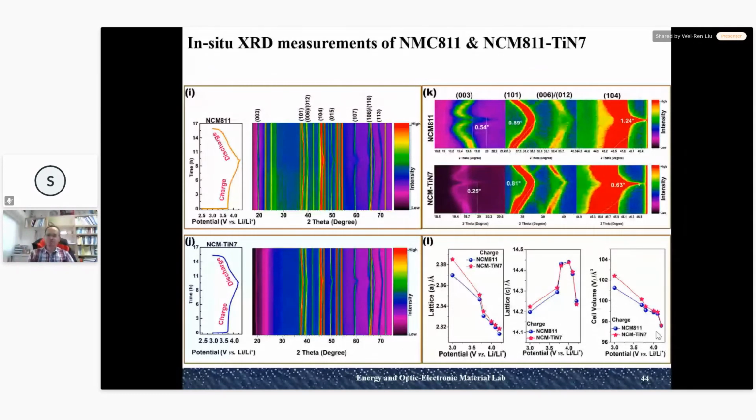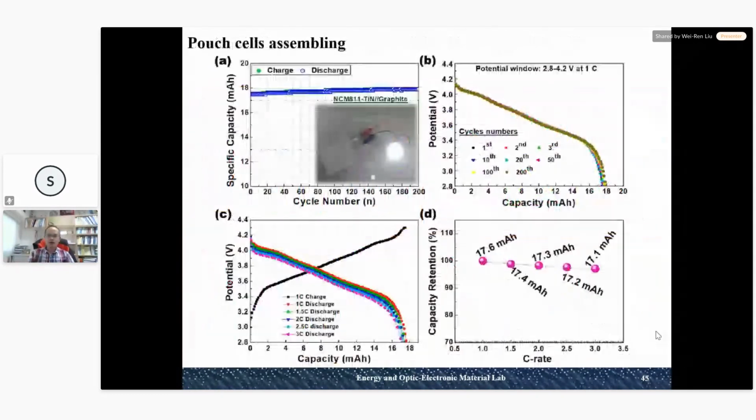And also, we try to assemble the pouch cell by using the NCA811 and the titanium nitride 7 as the cathode, and using graphite as the anode. You can see here, the cycle stability is very good, and the rate capability is also very good. So it means that by using the titanium nitride modification, the NCA811 could be used for the pouch full cell in the future.